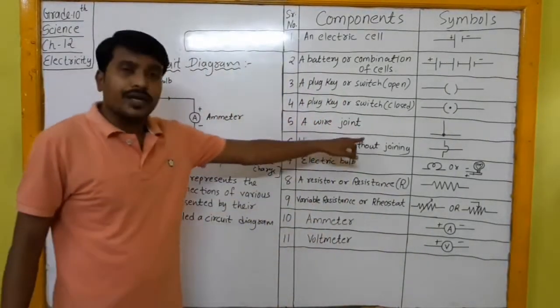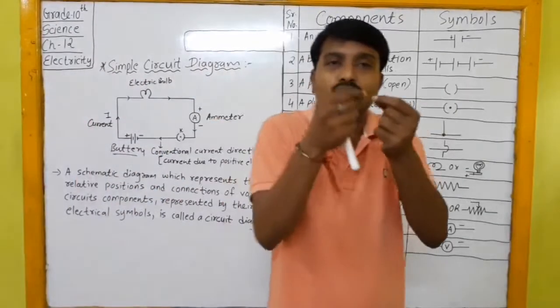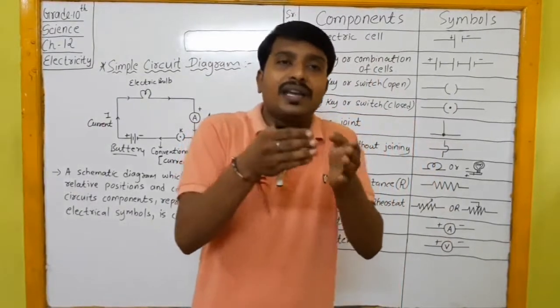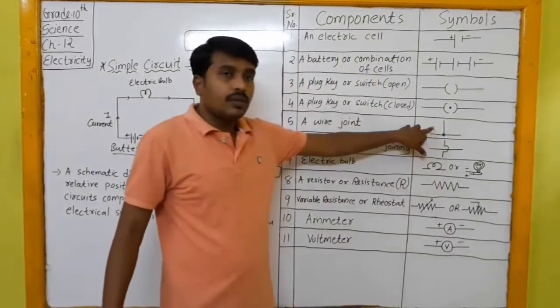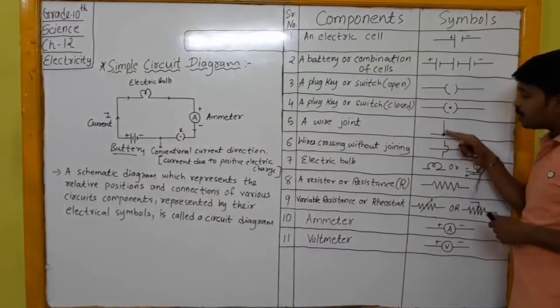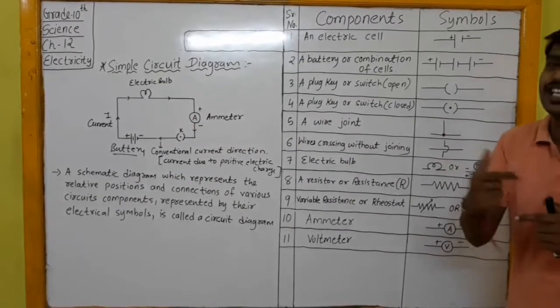Now a wire joint. Suppose two wires are connected to each other, just like at home when we connect one wire to another wire. To show that the wires are connected to each other, this symbol is used: drawing the wires perpendicular to one another, a dot is highlighted to show that both wires are connected with each other.